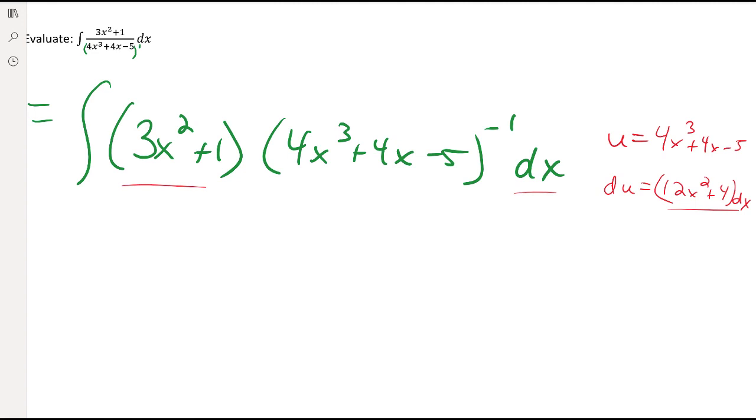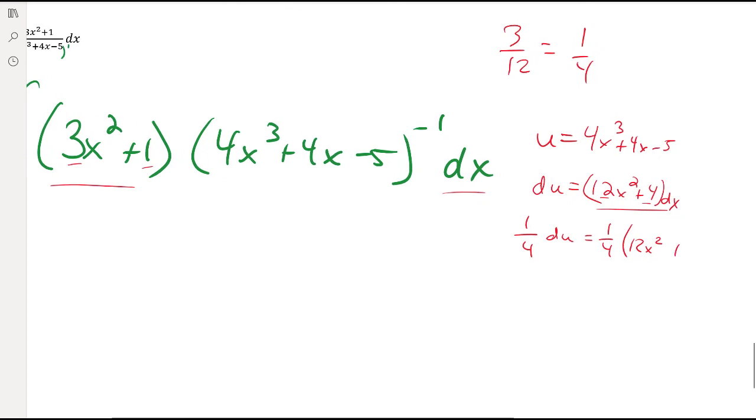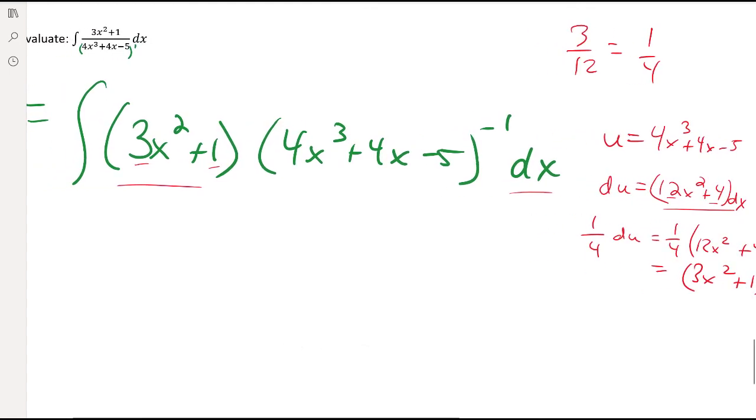To figure out the constant that we should multiply through by, we take 3 and divide it by 12, or you could say 1 divided by 4. They're the same thing. It's 1/4. So that's our constant multiple we should introduce. 1/4 du is going to equal 1/4 times 12x squared plus 4 dx. If we distribute the 1/4, which is dividing by 4, you get 3x squared plus 1 dx. So 1/4 du is going to be our substitution when we do the differentials.